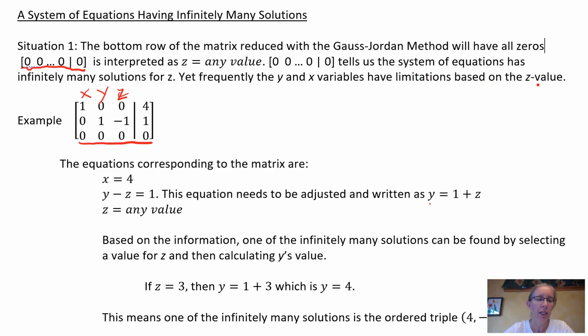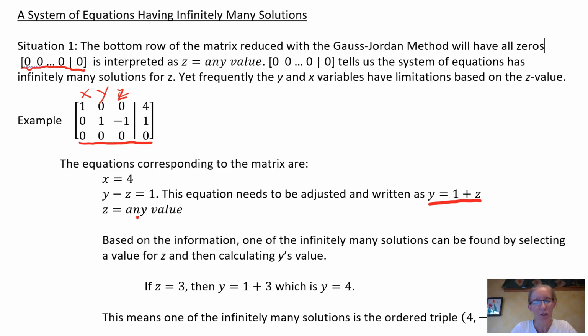So just because z can be any number doesn't mean x and y can be. And specifically in this case, we find out that in that first row, 1x will equal 4. So my equation is x equals 4. Then based on the second row, I have 1y minus 1z equals 1. Now y minus z equals 1 needs to be converted so that it's just y equals 1 plus z. We add that z to the right-hand side, so we have y equals 1 plus z. Now z is any number. We went over that since the bottom row is all zeros. This is a general form of the solution of equations.